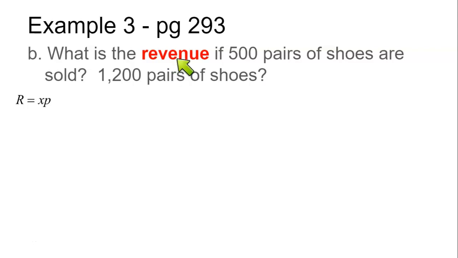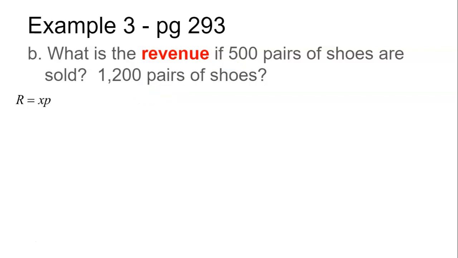Revenue is just the money they earn. So if I can sell 500 pairs of shoes at $100 each, that's 500 times 100. And then if I can sell 1,200 pairs of shoes at $86 each, well, that's 1,200 times 86, and that'd be the revenue for 500 and 1,200 pairs of shoes.